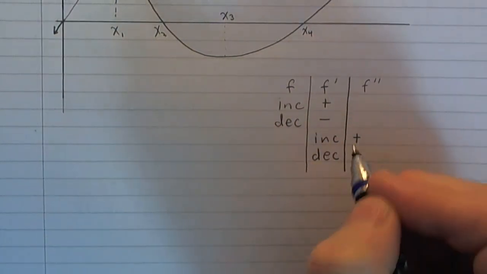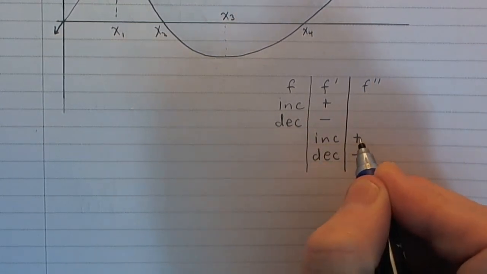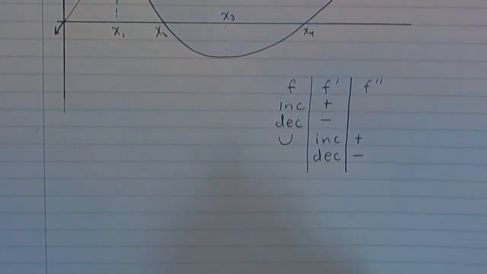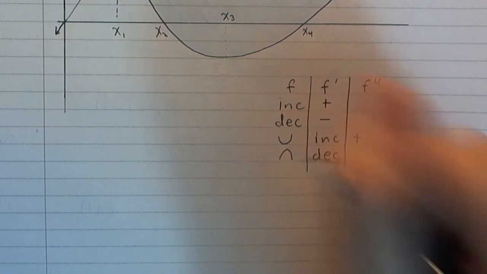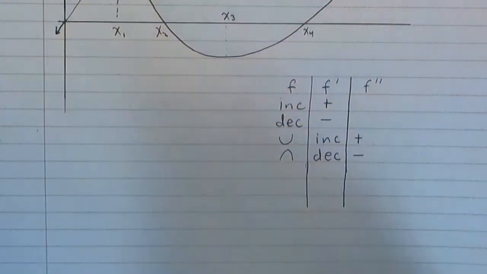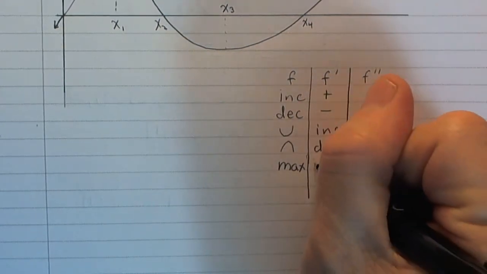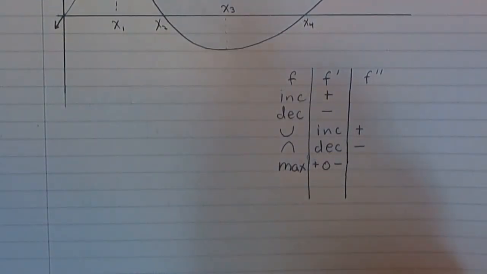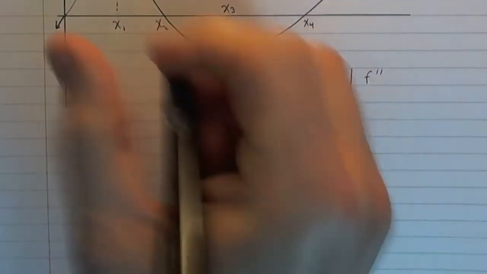Now, here's the thing. What's going on here for the function? Well, if your second derivative is positive, your first derivative is increasing, that means you have concave up. What if your second derivative is negative? Well, that means you have concave down. Now also, notice this. You have a max here for your function. Your function has a max if you go from positive to 0 to negative. You have a min if you go from negative to 0 to positive on this graph.